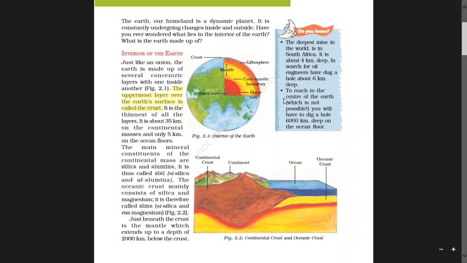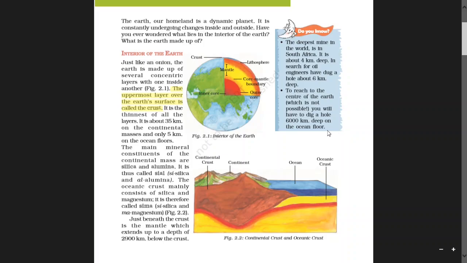In search of oil, engineers have dug a hole about 6 kilometers deep to extract crude oil. To reach the center of the earth, which is not possible, you would have to dig a hole 6,000 kilometers deep on the ocean floors.